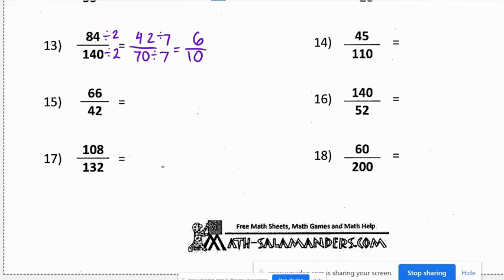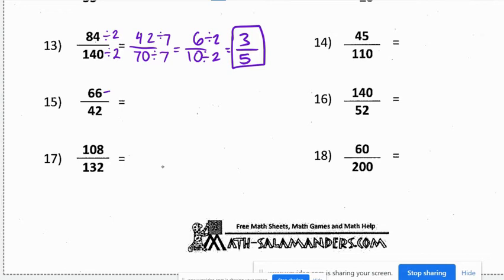We can still keep going. They're both even. So let's both divide them by 2. I end up with 6 divided by 2 is 3, and 10 divided by 2 is 5. That is the final answer.